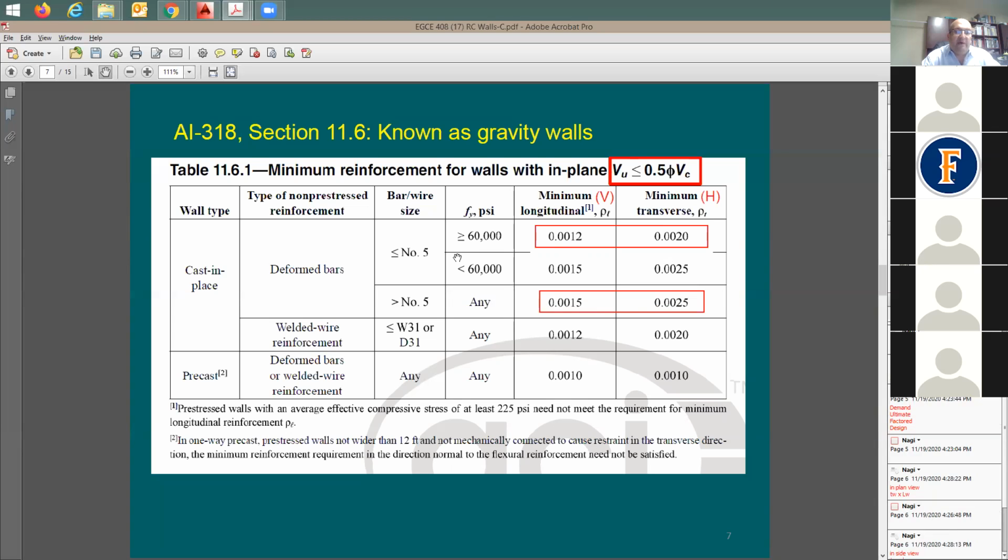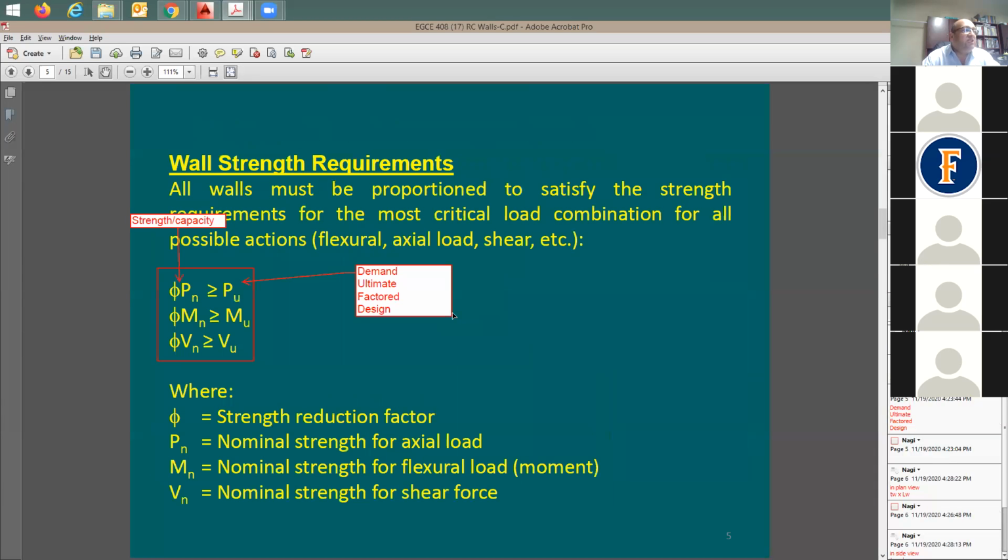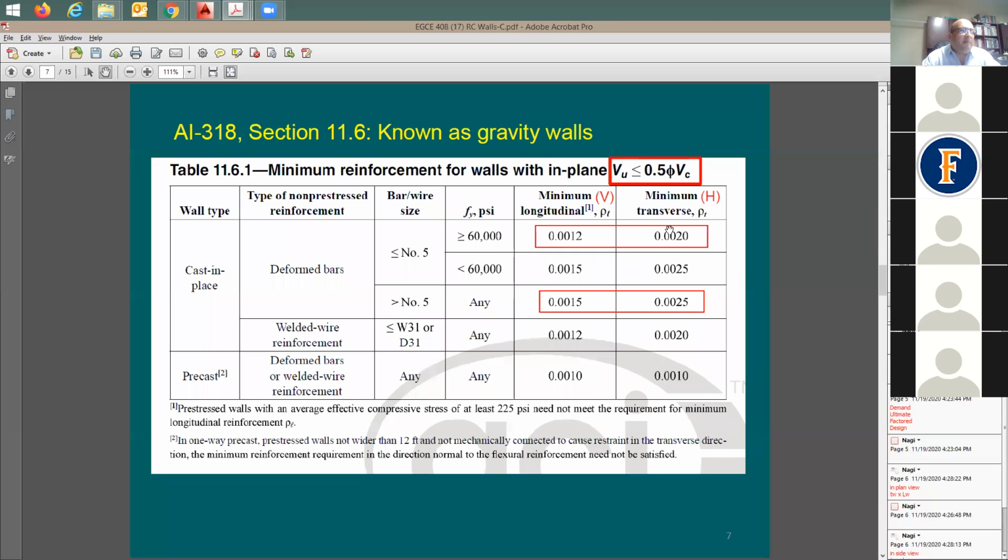So if the rebar size is going to be more than number 5, this is going to be the minimum. Now, does it mean that I still need to do the strength check? All of these checks? I'm going to say yes. But this is going to be the minimum amount of rebars that you can put in a wall as a gravity wall, not as a shear wall. Because I'm going to show you here a different table.